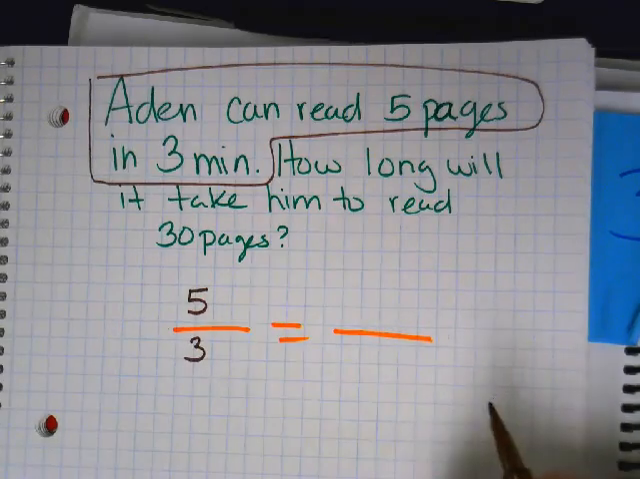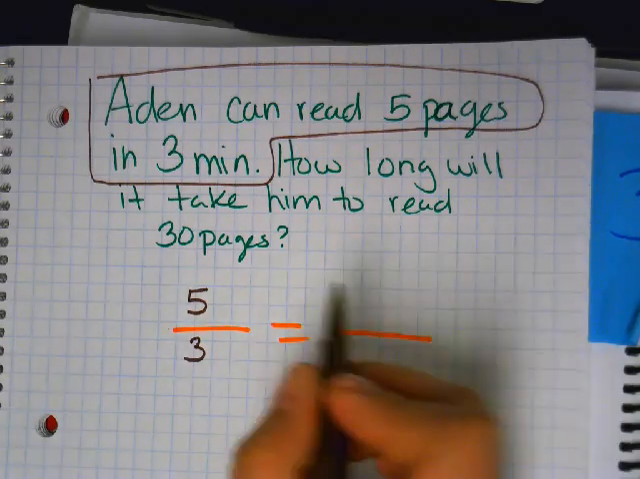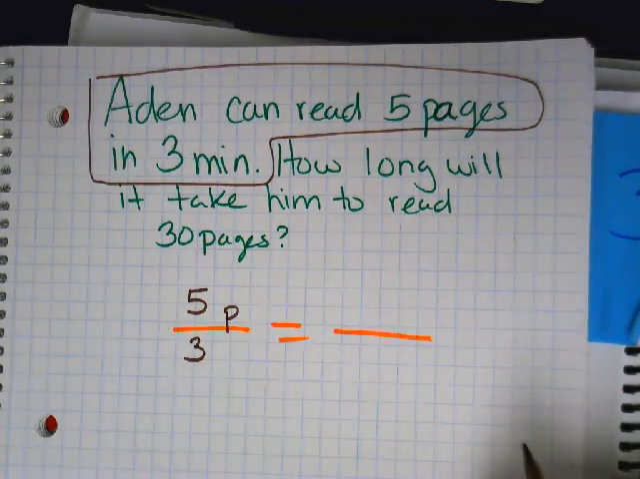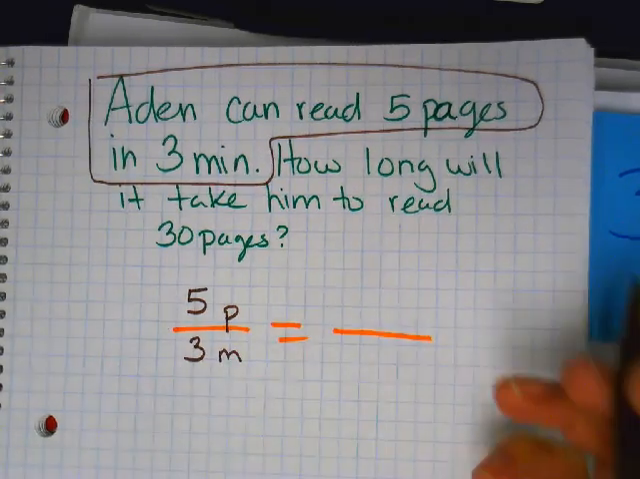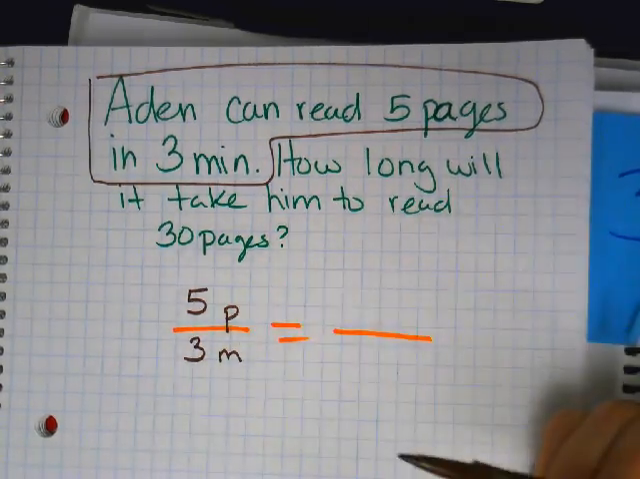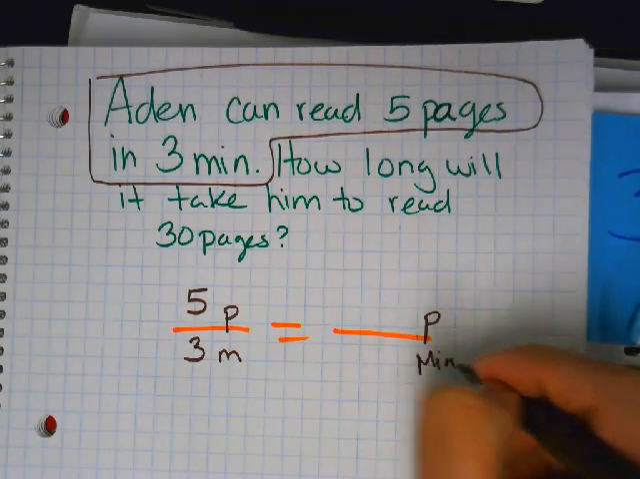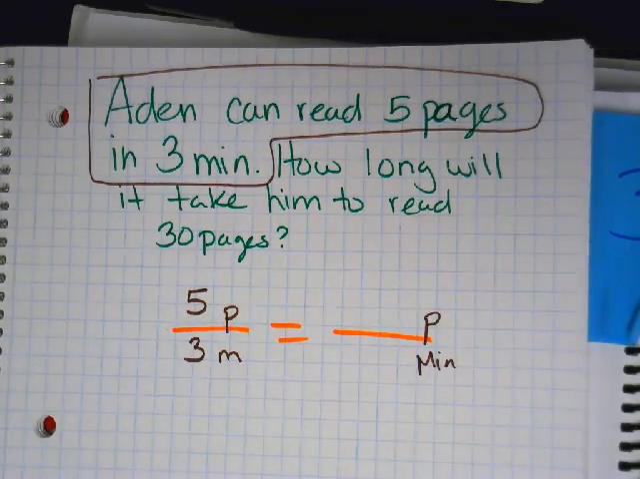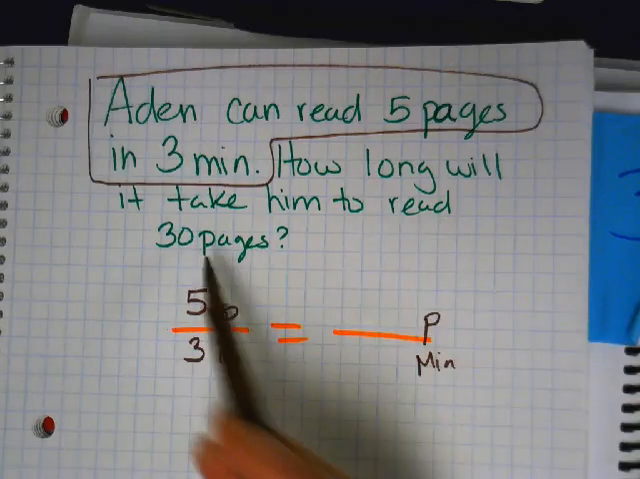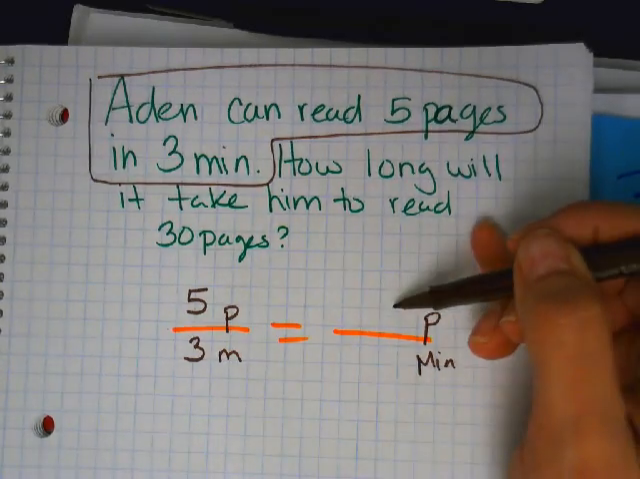But what does the 5 mean? Pages. What does the 3 mean? Minutes. Trust me, you want to put these 2 letters in. Because what goes here? Pages and minutes. So when you read the second sentence, you know exactly where to put it. So how long will it take him to read 30 pages? Does 30 go on the top or the bottom?